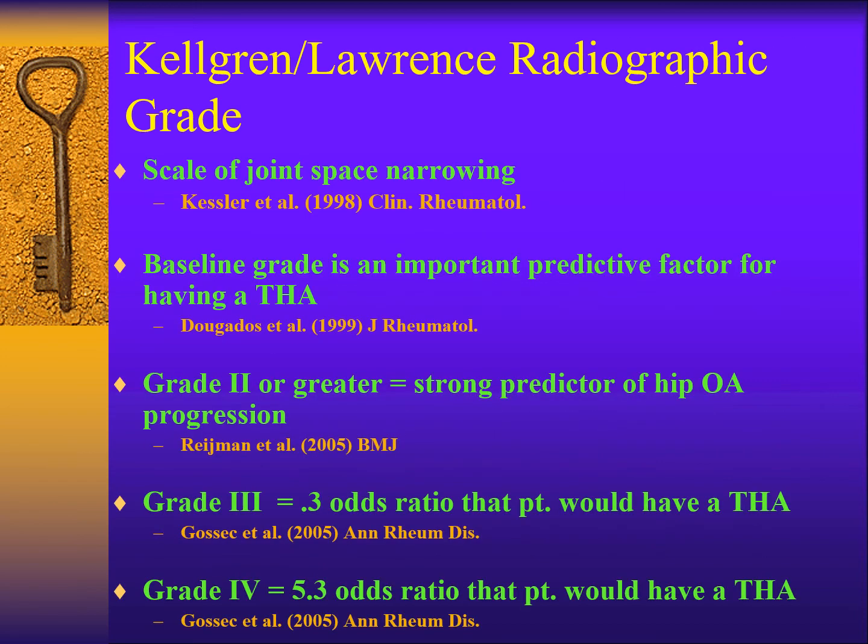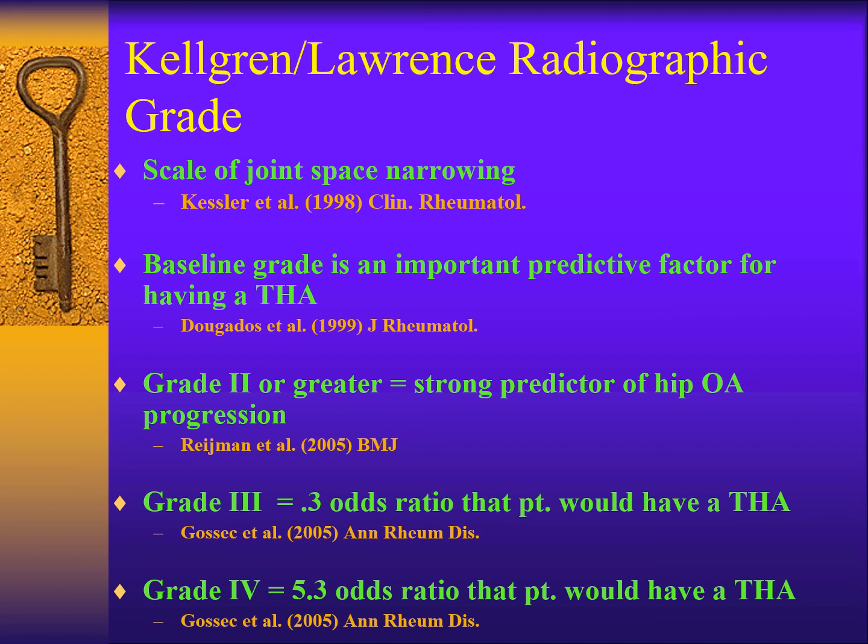As I mentioned in the last slide, the baseline grade that an individual has in their radiographic findings for the Kellgren-Lawrence radiographic grade is going to be important as a predictive factor for folks who are going to have to move on to operative management, THA, or total hip arthroplasty. And if we look at, once again, grade 2 or greater, it's a strong predictor that the hip OA is likely going to progress, especially in individuals a little bit younger.